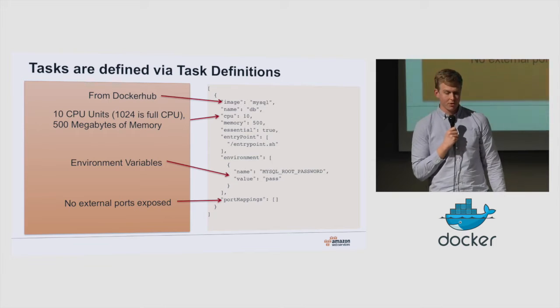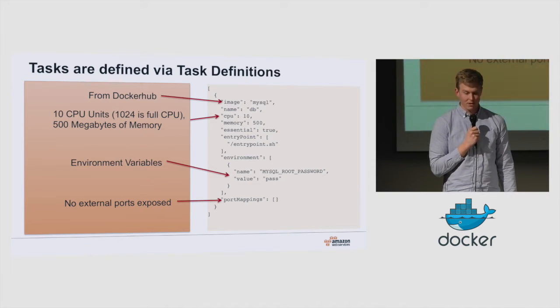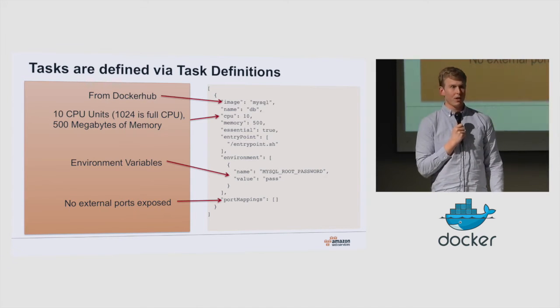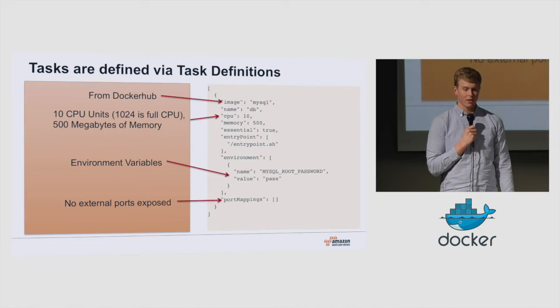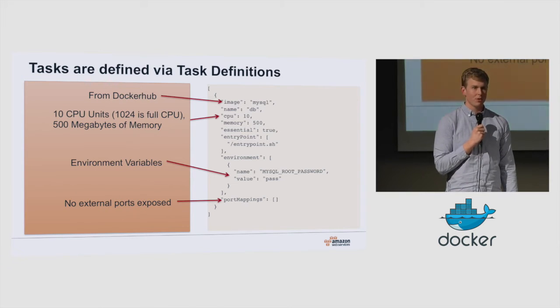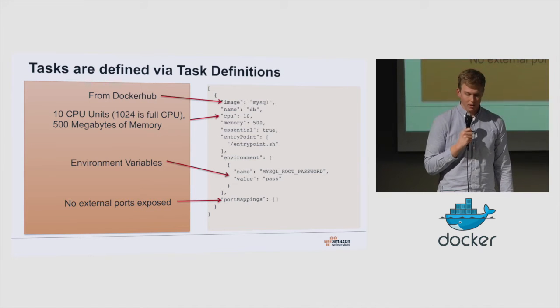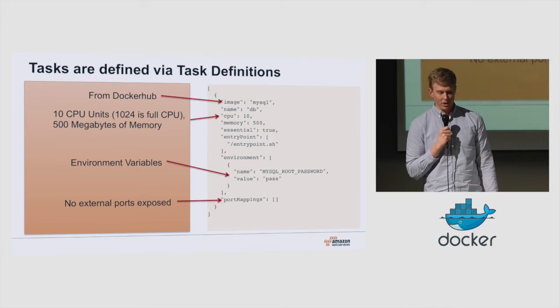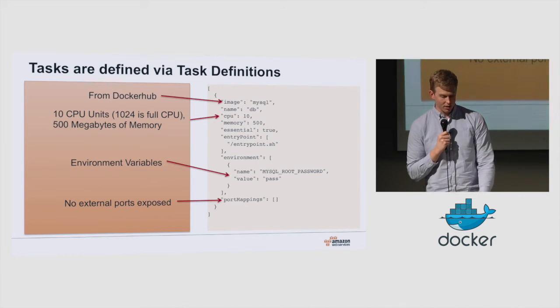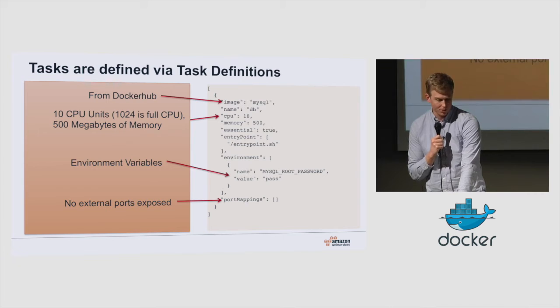Starting from the top, for the image we provide MySQL, and as we don't provide any repository, this is pulled from Docker Hub. The CPU units is 10, and 1,024 units is a full CPU. This is very similar to what LXC does by default. Memory is in megabytes. We have 500 megabytes of memory allocated to this container, some environment variables, and we also have no ports exposed.